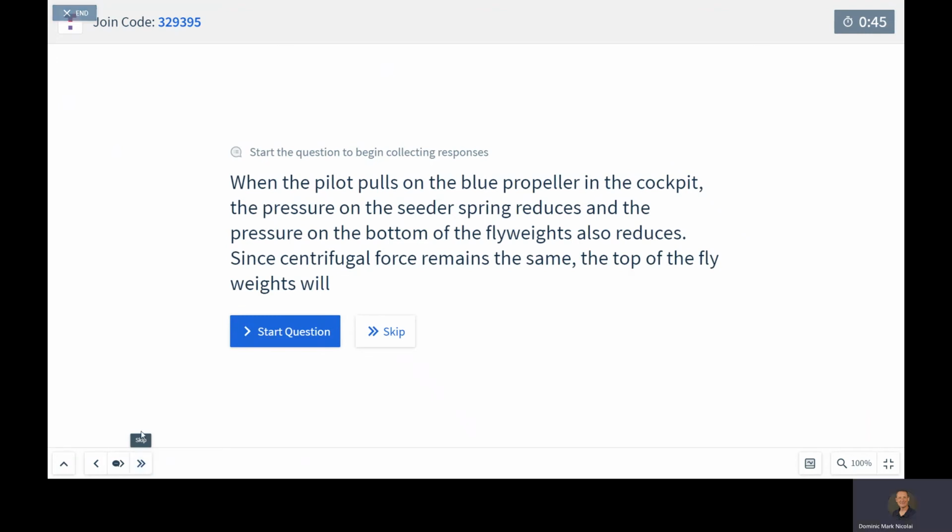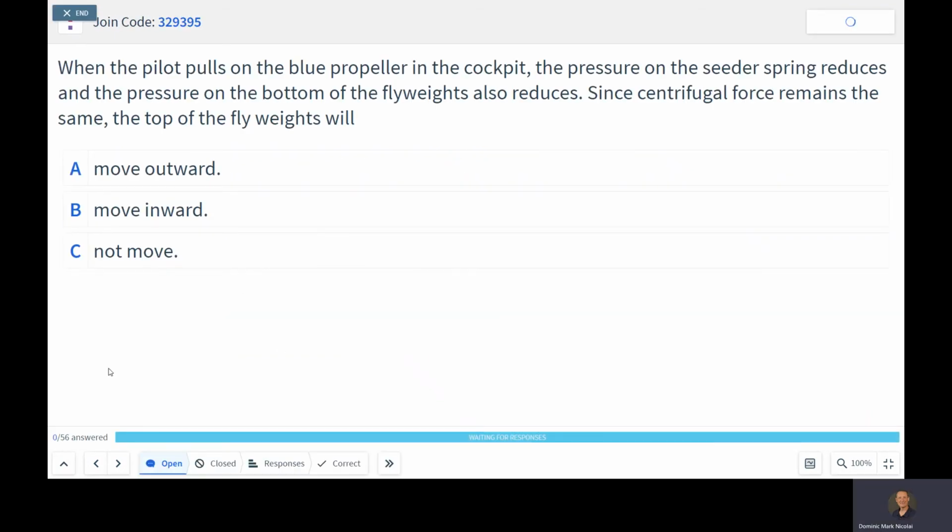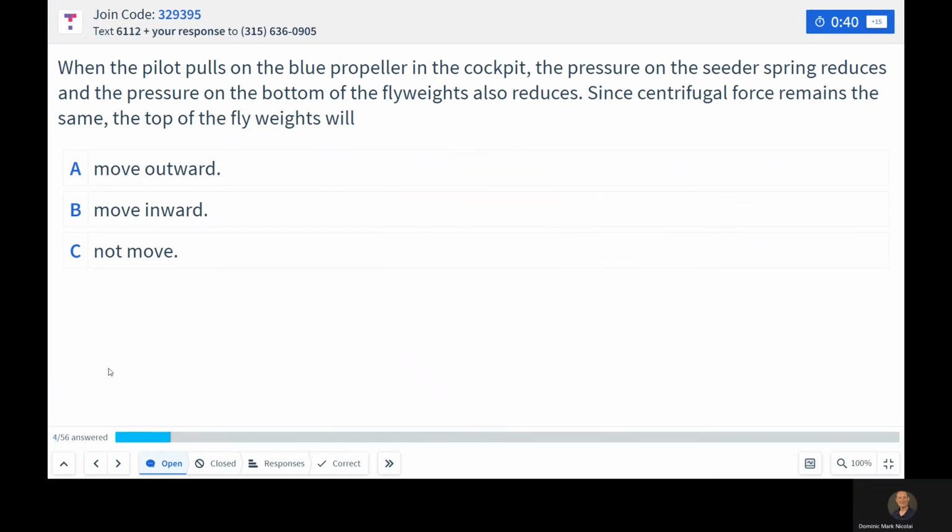Okay, last question here. When the pilot pulls on the blue propeller knob in the cockpit, pressure on the speeder spring reduces. Pressure on the bottom of the flyweights also reduces. Since centrifugal force remains the same, the top of the flyweights will do what? Remember they're hinged. If both forces were equal to begin with, and now we just reduced the bottom one, what's going to happen to the top of the flyweight?